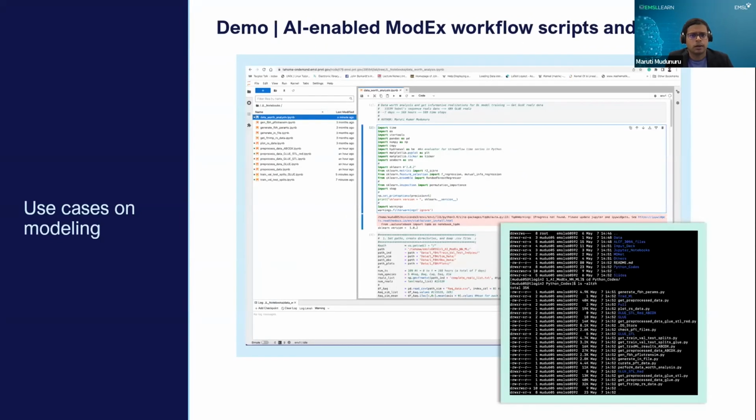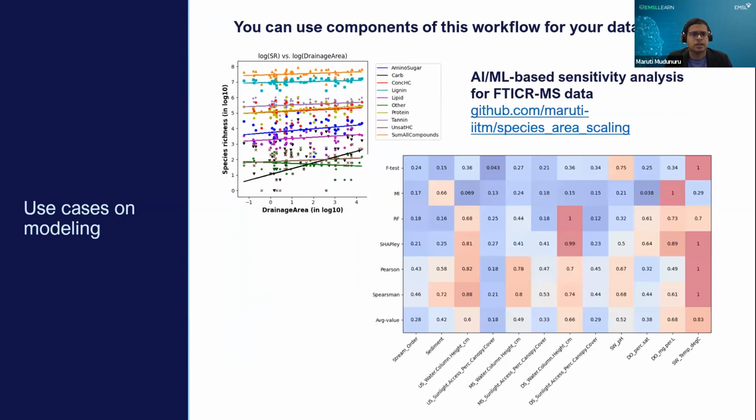In the next set of slides, I'll show how you can use this in your own components. Say, for instance, we have developed this workflow and you want to use it for FTICRMS data. We have another set of scripts in which we can use these components in ModEx to perform sensitivity analysis for the FTICRMS data and see which parts of the data are important for upscaling.